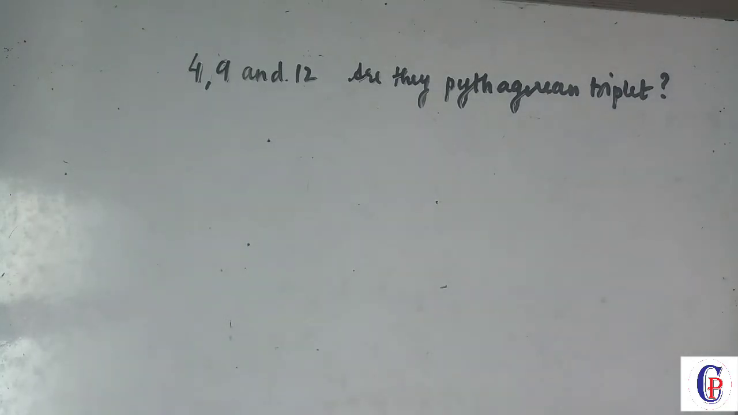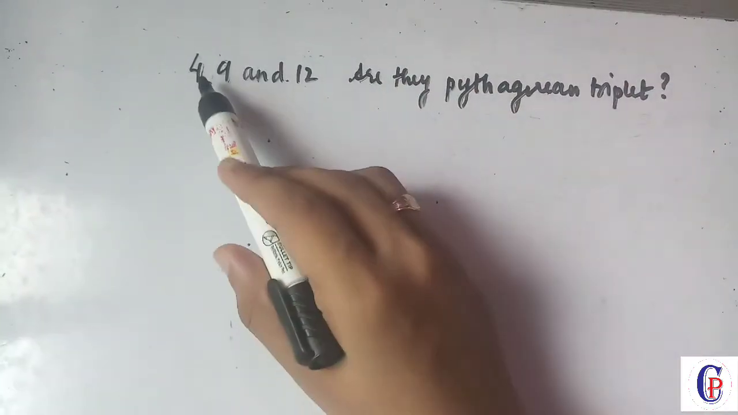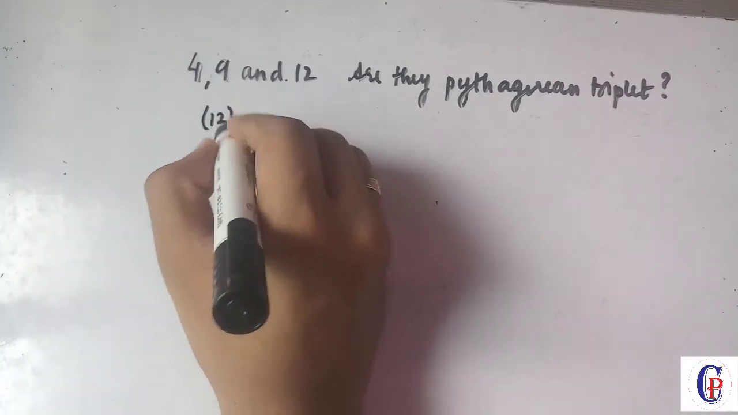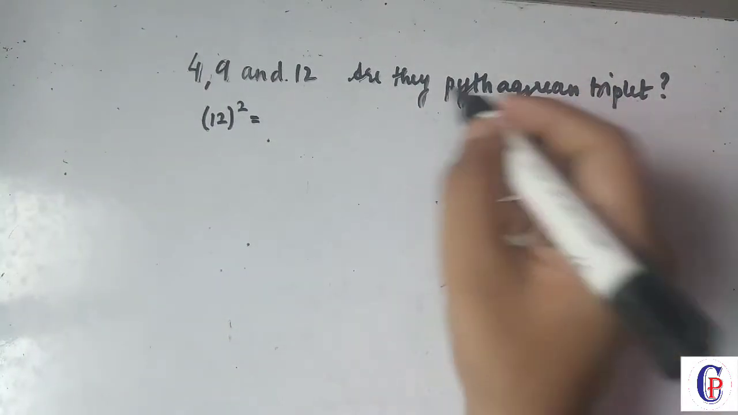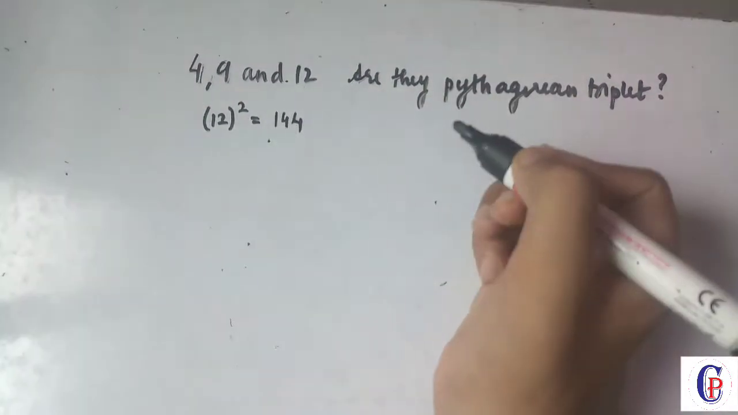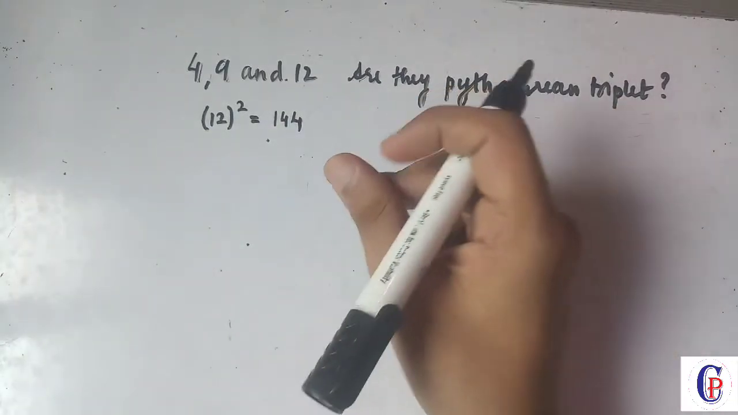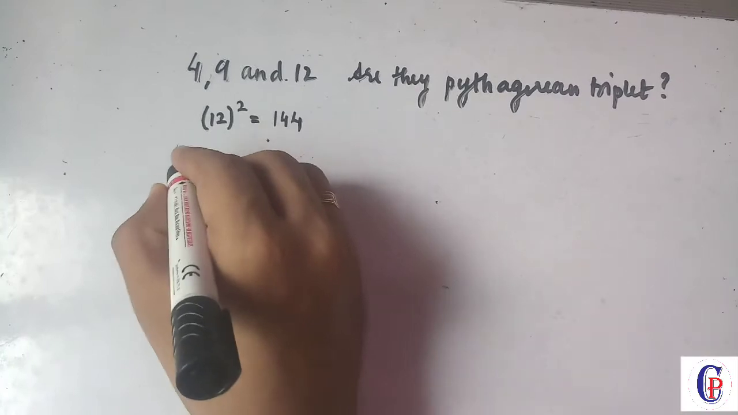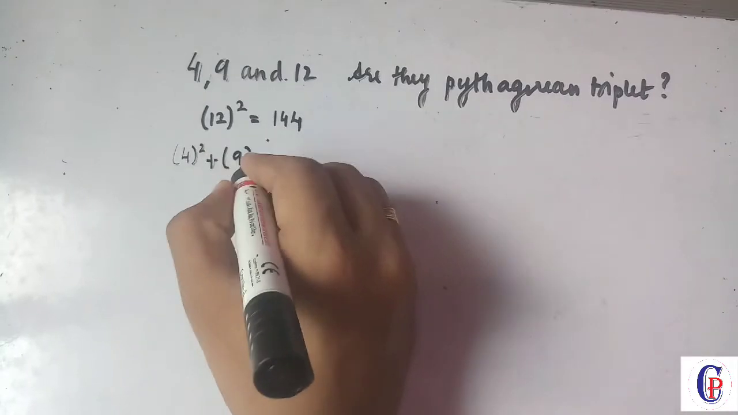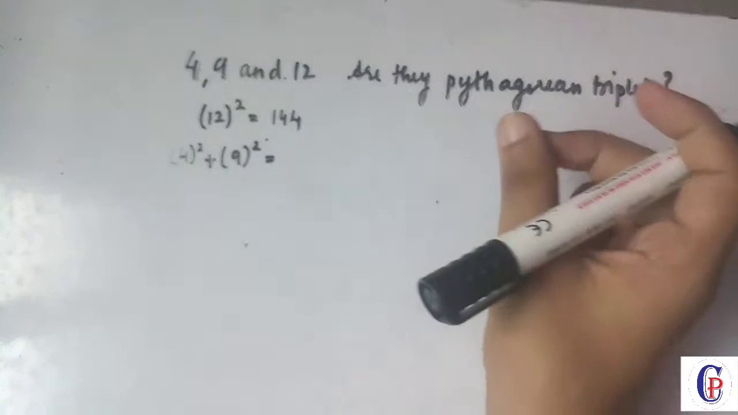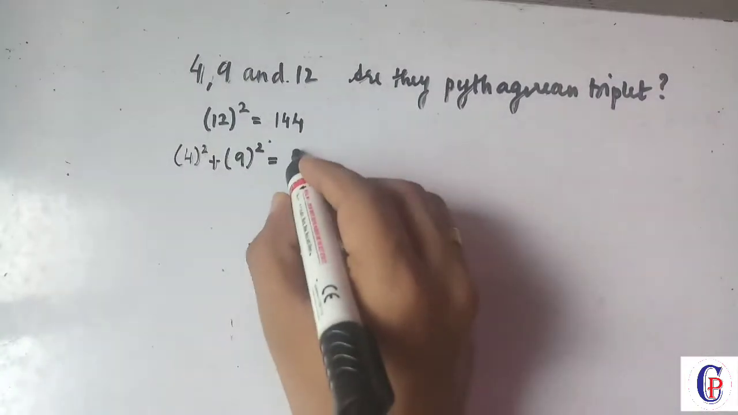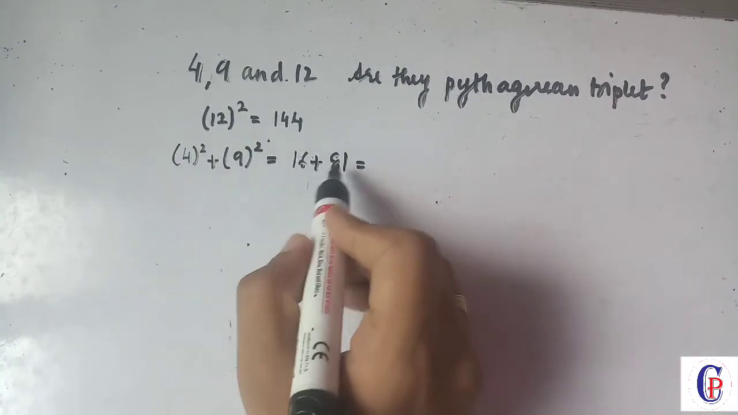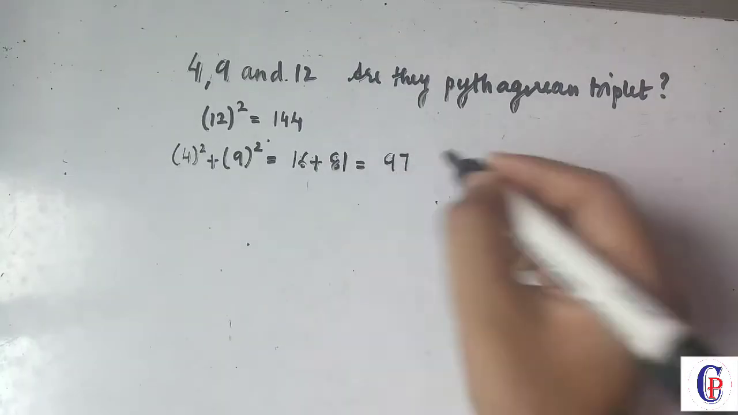The method is that you have to square the biggest number. 4, 9 and 12, which is the biggest? 12. So we'll write 12 square. We square the biggest number, so it is 144. Then you have to square the remaining two numbers: 4 square plus 9 square. 4 square is 16 and 9 square is 81, so this gives you 97.